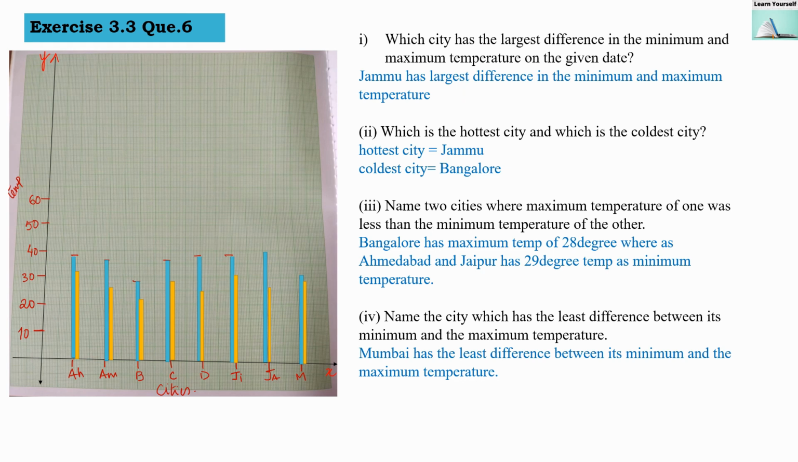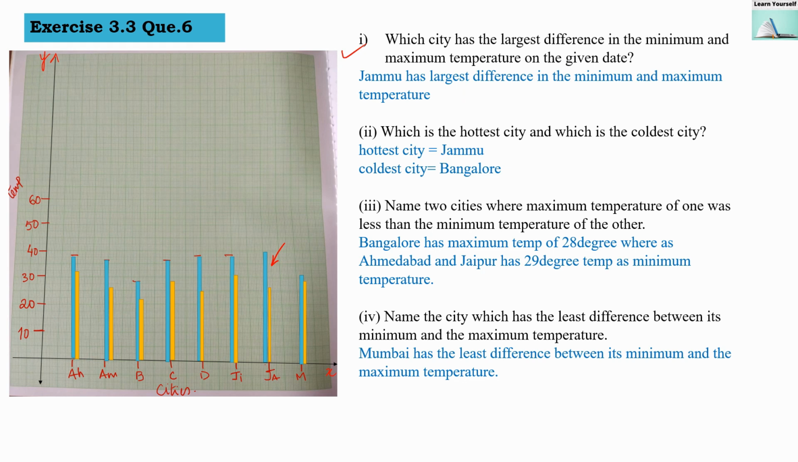The first question is: which city has the largest difference in minimum and maximum temperature on the given date? We have to look at the bar graph and see where the difference is maximum. As you can see here, between these two bars the difference is maximum. That is the temperature of Jammu. So Jammu has the largest difference.